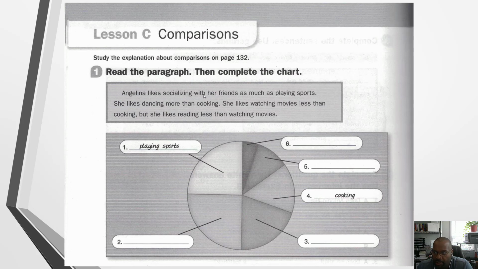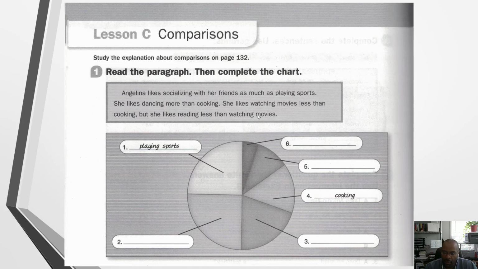Angelina likes socializing with her friends as much as playing sports. She likes dancing more than cooking. She likes watching movies less than cooking, but she likes reading less than watching movies. Okay, so luckily here we have a graph that'll help us to understand exactly what she likes and what she doesn't like, what she likes more than and what she likes less than, and what she likes just as much.